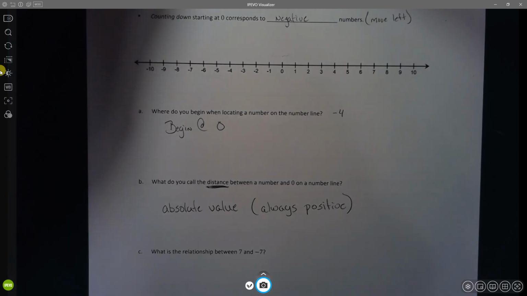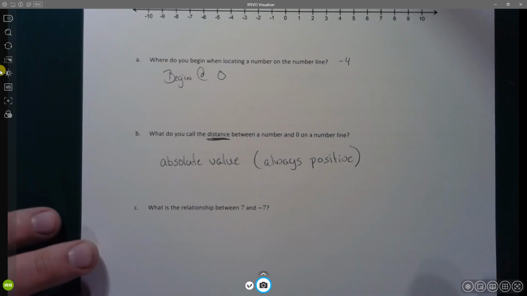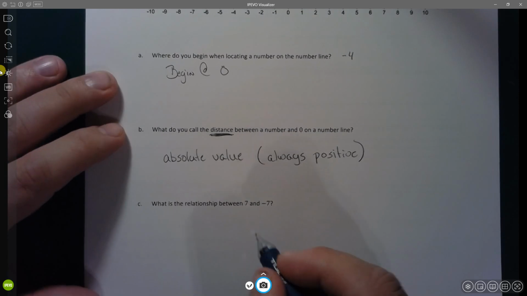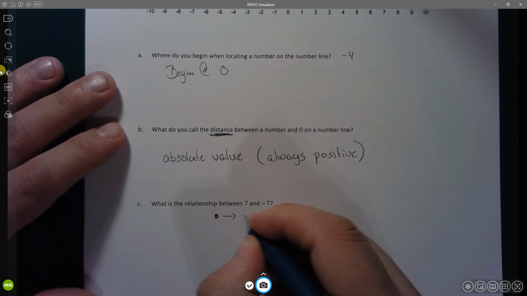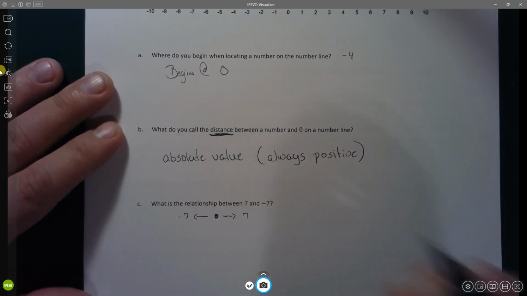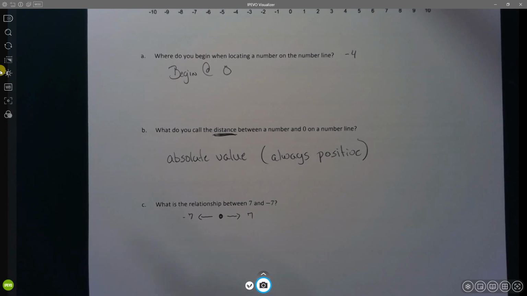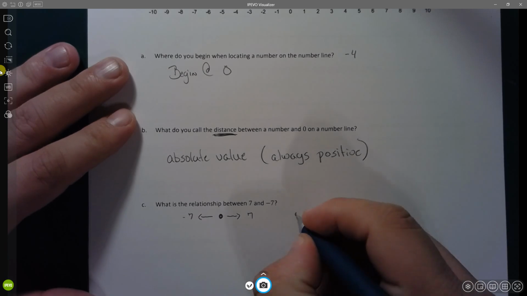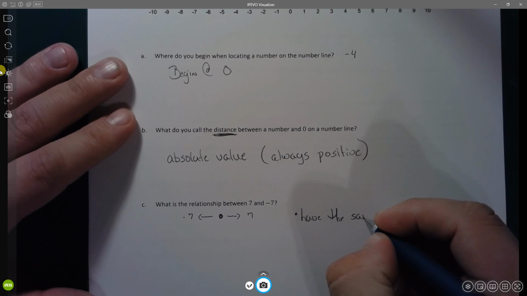So what is the relationship between 7 and a -7? Well, we just talked about this. If I was at 0, it would take me how many units to get to a +7, and how many units to get to a -7? It would take me the exact same, 7 units. So 7 and -7 have the same absolute value.